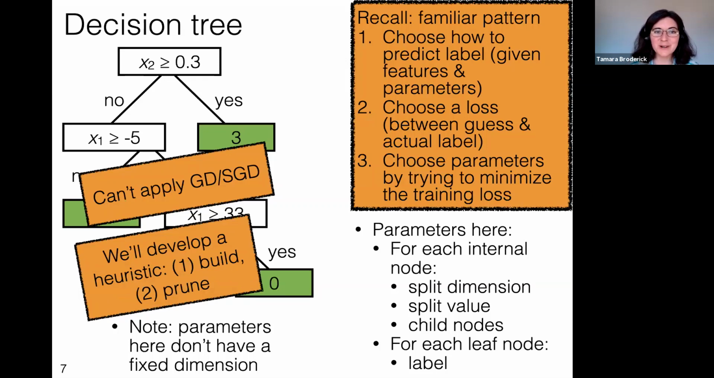Well, we could go back to our roots, way back at the very beginning of this class, when we used a heuristic, the perceptron. We don't always have to use gradient descent and stochastic gradient descent. Even when they're available, we don't always have to use them. And so in this case, we're going to look at a heuristic. It's going to have 2 parts. We're going to build up a tree. We're going to think of it as growing the tree, and then we're going to prune it back. So take away parts of the tree.